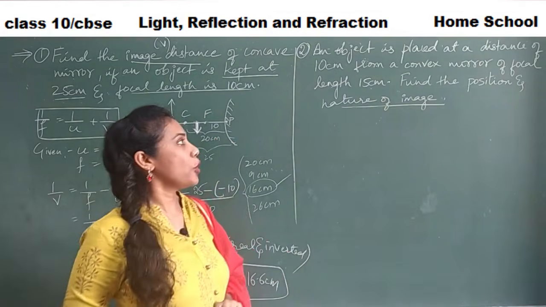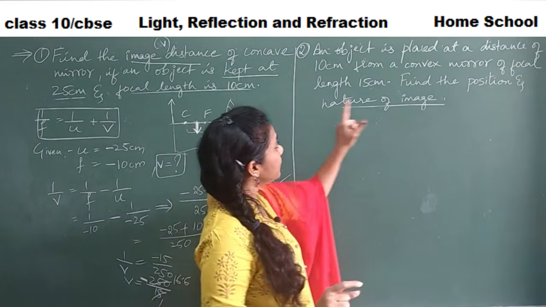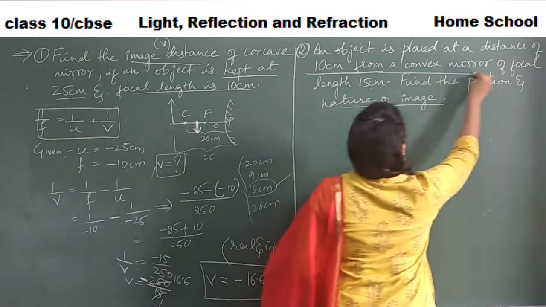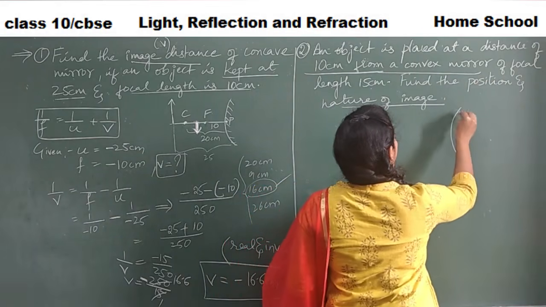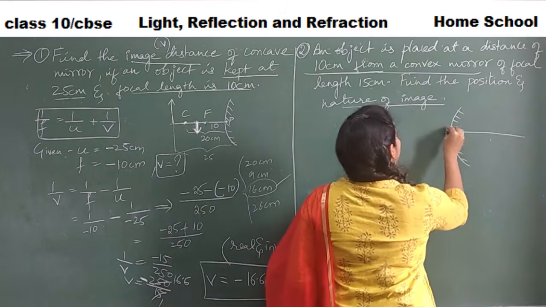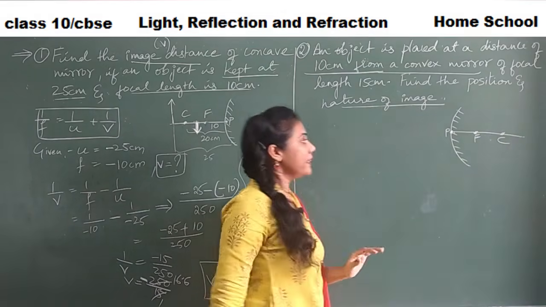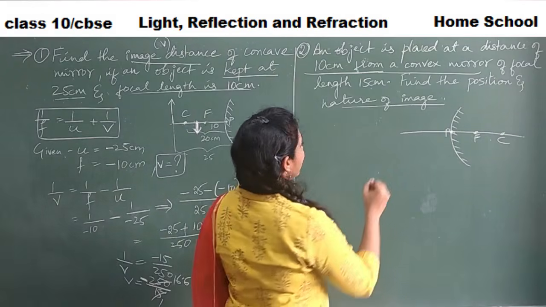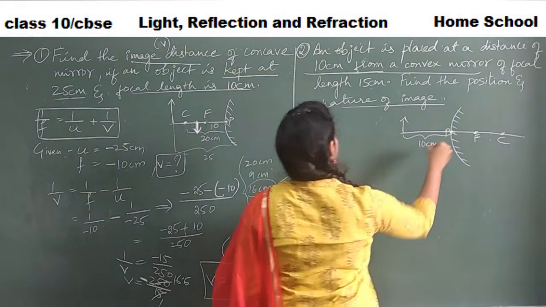Coming to the second problem, read it out carefully. Reading a question is very, very important initially. An object is placed at a distance of 10 centimeter from a convex mirror. Okay, guys, now it is a convex mirror. In a convex mirror, we all know that the focal point and center of curvature are behind the mirror. The object is kept here. The distance between the object and pole is 10 centimeters.